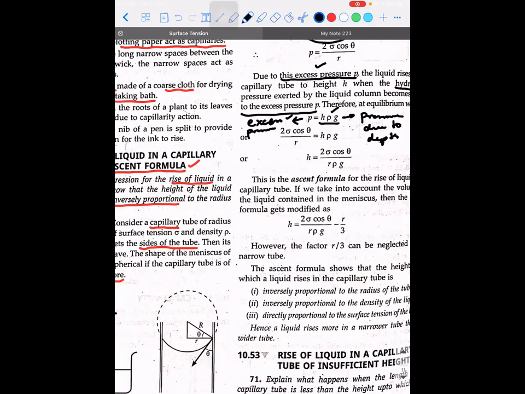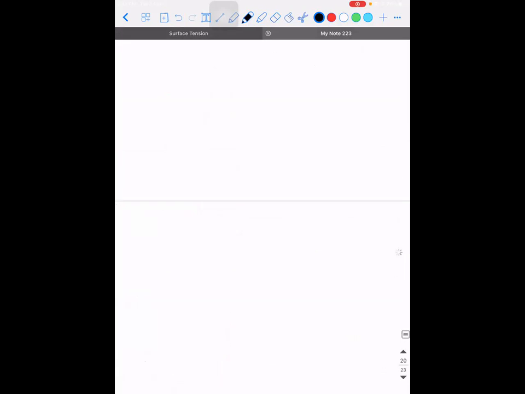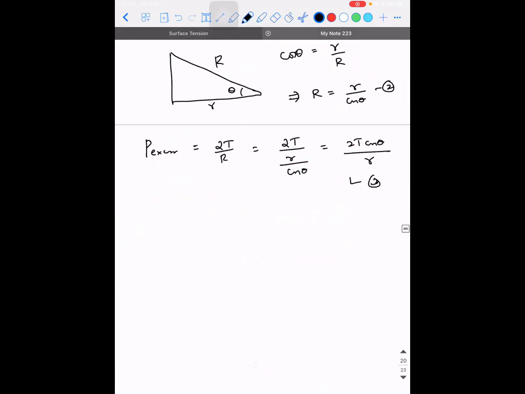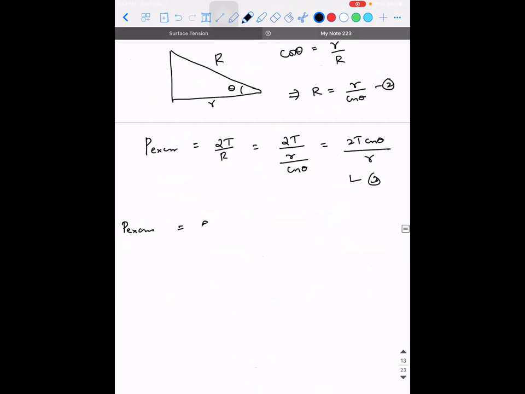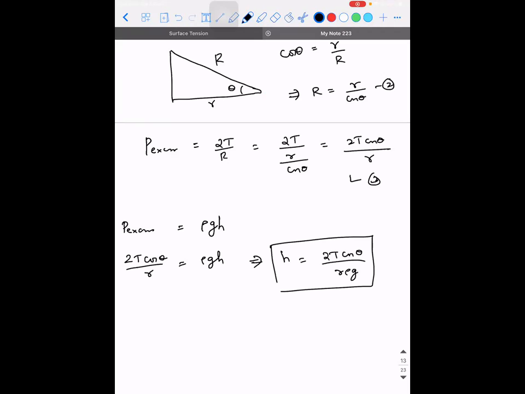We need to write this because we are concerned about the maximum height to which the liquid can be raised. So when the excess pressure P is equal to rho gh, that is 2T cos theta divided by r is equal to rho gh, where rho is the density of the liquid, g is the acceleration due to gravity, and h is the height to which the liquid gets raised. So h will be equal to 2T cos theta divided by r rho g. And this formula is what is called the ascent formula.